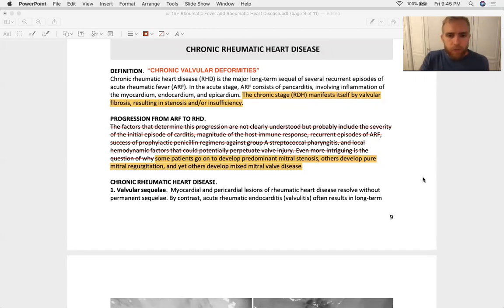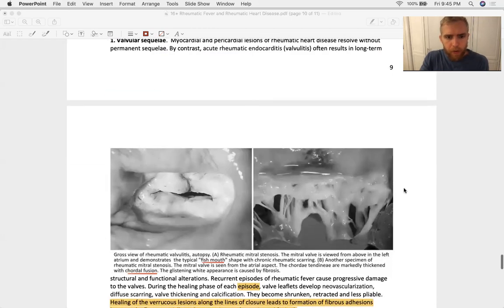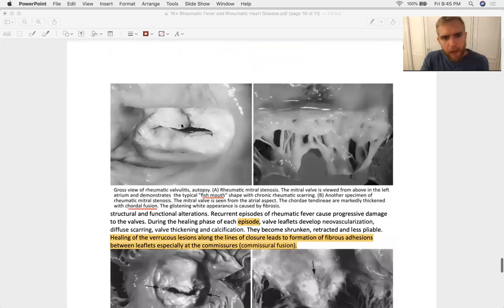So if you're on the mitral valve and you got a stenosis, well then the two cusps of the mitral valve are just going to get thicker and thicker, and the lumen of the valve is going to get smaller and smaller.